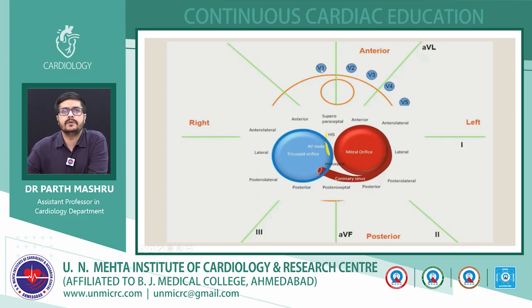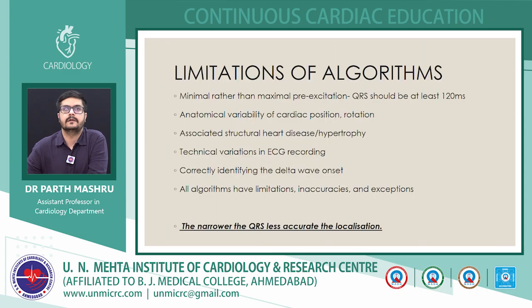So this is the main basic concept of localization. Again, V1 and V2 are also very important. If the delta wave is positive in V1, then the pathway is most likely on the left side. If the delta wave is negative in V1, the pathway is most likely on the right side. After that we can look at the limb leads and specifically localize where exactly the pathway is. So we will understand the algorithms.